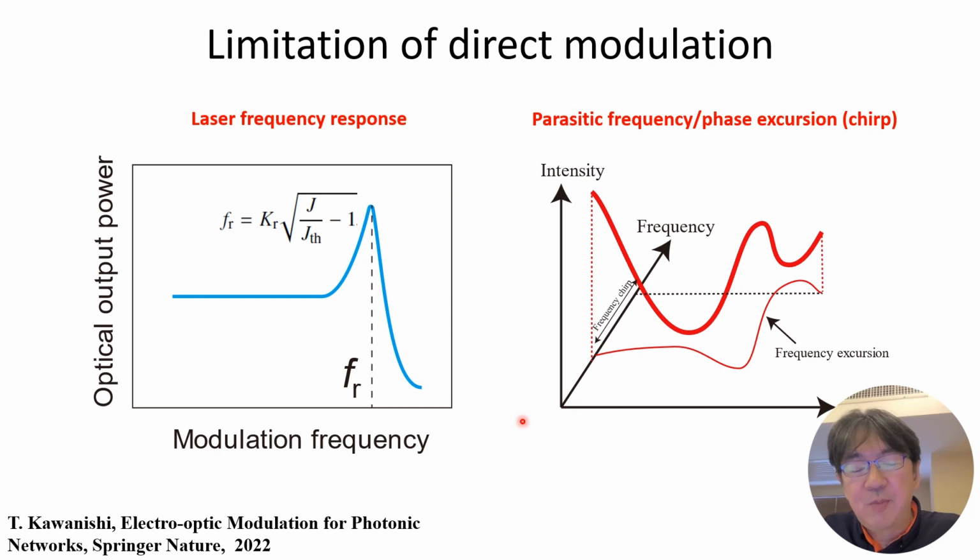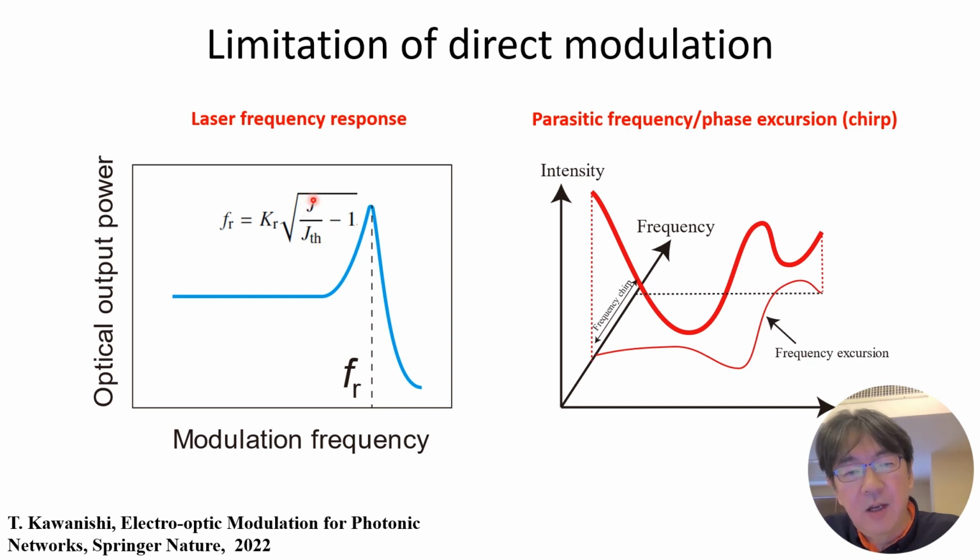Okay, here I'd like to explain the limitation of direct modulation. As I mentioned, in direct modulation, the modulation speed is limited by the response of the laser itself. This shows the typical laser frequency response. If we change the modulation frequency, the optical output power of the modulated signal would be like this. It has some peak, and the frequency will be described by this simple equation. Here is the threshold current.